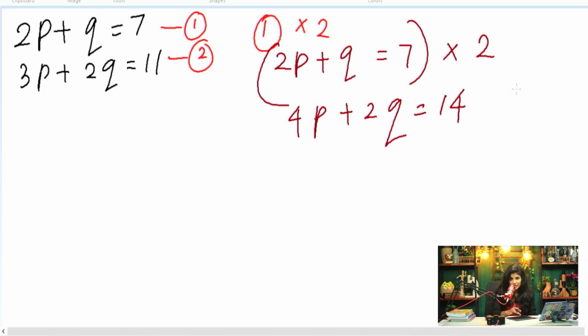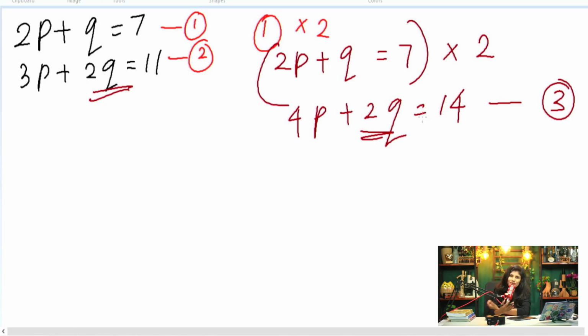No need to write this step. I just wrote it to clarify what I am going to do. This is very easy. You can just do the step in the question. Now I will mark this one as equation number 3. Now you have 3 equations: equation 1, equation 2 and equation 3. For the solution, you can use only equation 2 and equation 3 because here we have 2q in equation 2 and 2q in equation 3 also.